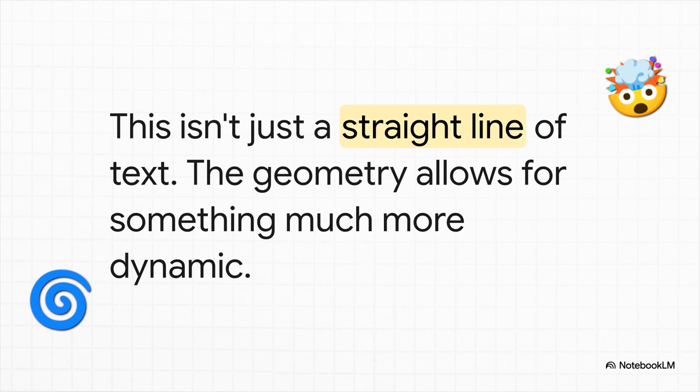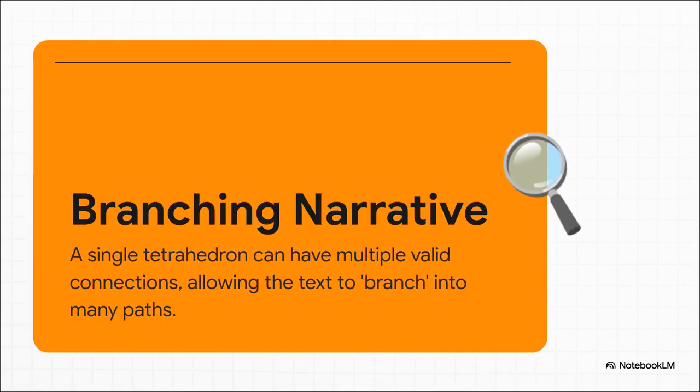But, and this is a big but, this is where the whole thing gets really interesting. It's not just about making one long straight line of text. The geometry of it all allows for something way more dynamic. See, one of these little lettered blocks might be allowed to connect to several different blocks that come after it. So what does that mean? It means the text can branch. The story can split off into multiple different paths. It's basically a built-in choose-your-own-adventure style narrative.